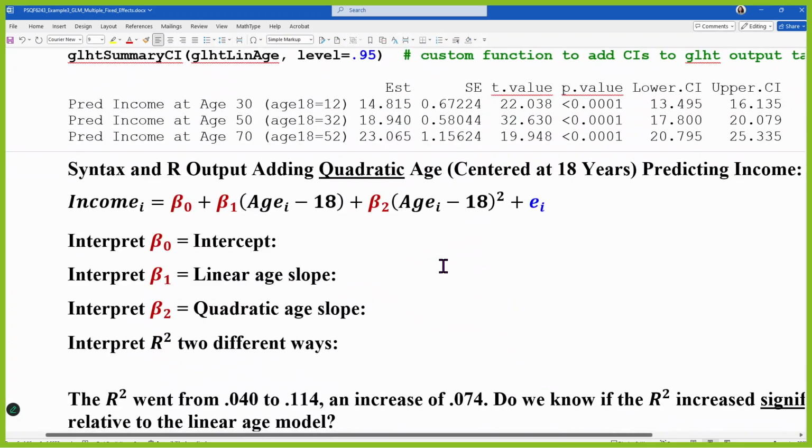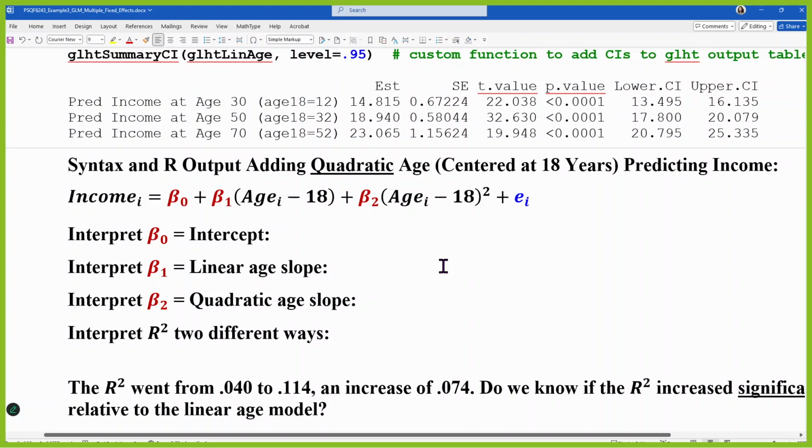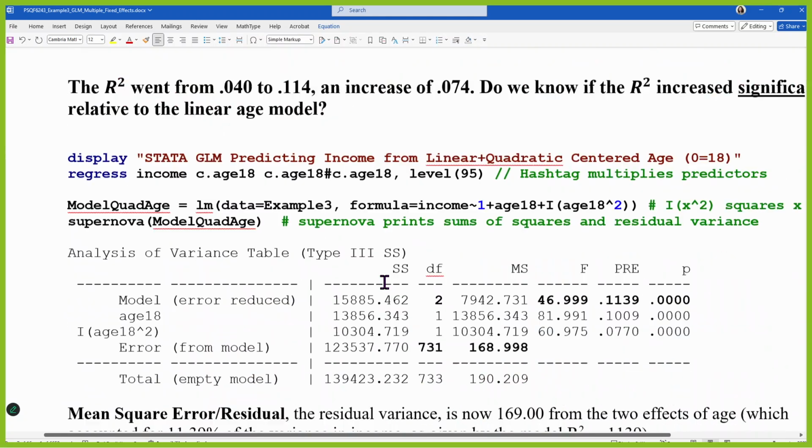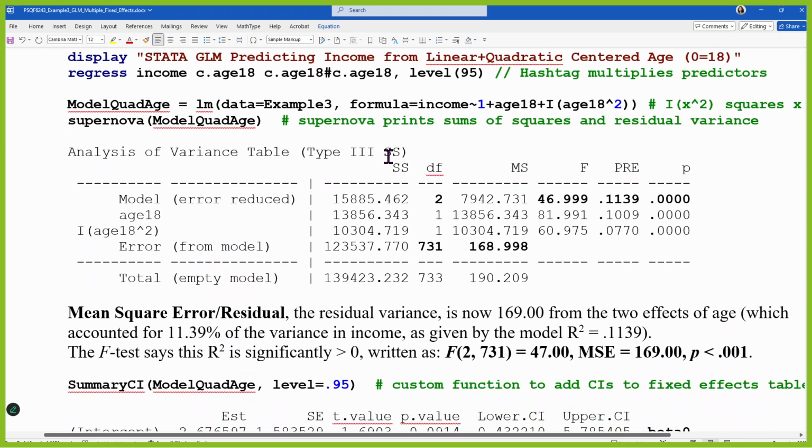So this is a dissatisfying model. Even though it's significant, it predicts that income increases indefinitely. So if we fit the quadratic model that we just looked at in the slides, there are multiple ways to specify this in code. This time we'll just look at the R output.